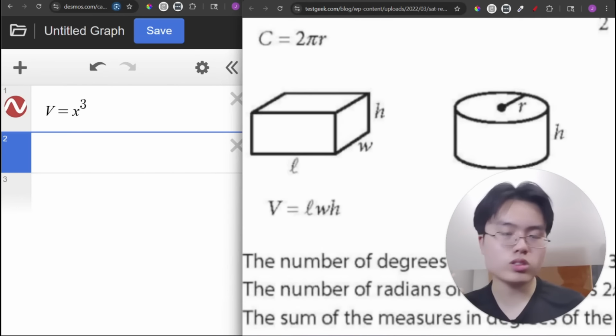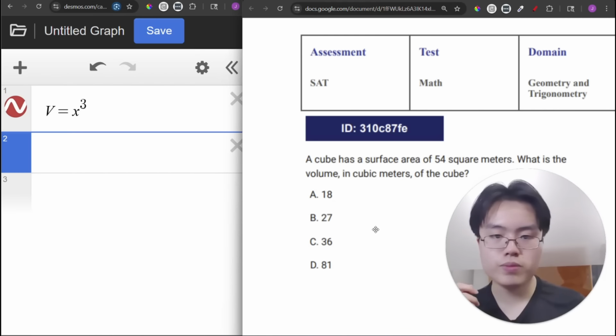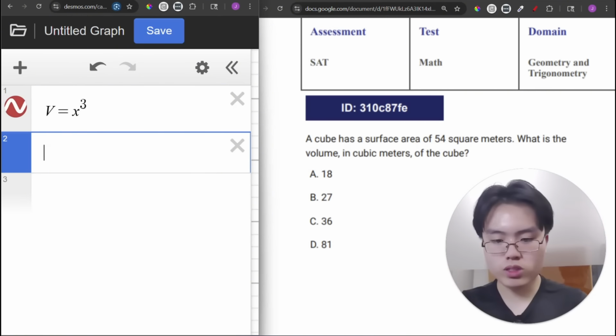How do I figure that out? Oh, you just have to conceptually understand it to figure that out. Okay, and the surface area of a cube. Now this is slightly harder.